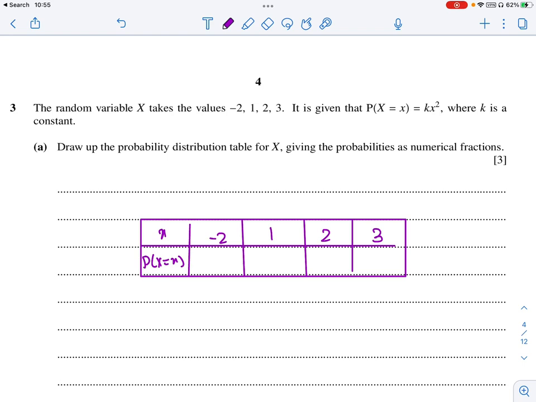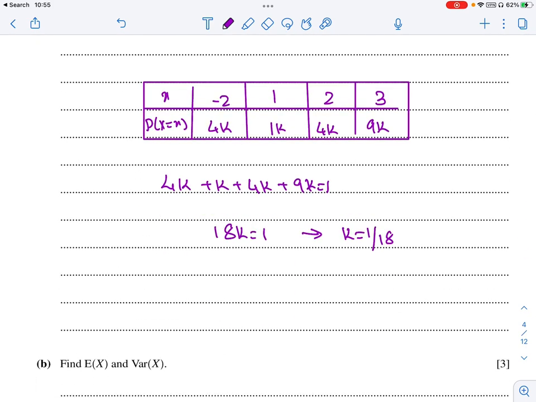Plug in now. Plug in negative 2. So what does it become? 4k. Then 1k. Then again 4k. And 9k. So we know that the sum of all probabilities is going to be 1. So 18k equals 1, which gives me k equals 1 upon 18. So what will be the table now? We can fill it out as 4 upon 18, 1 upon 18, 4 upon 18, and 9 upon 18. That's going to be the answer.